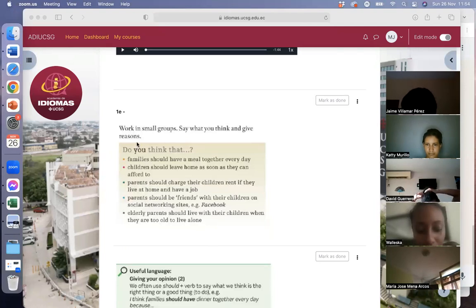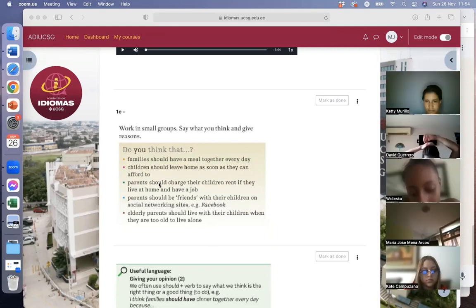Do you think that families should have a meal together every day? Do you think that children should leave home as soon as they can afford to? Do you think that parents should charge their children rent if they live at home and have a job? Do you think that parents should be friends with their children on social networking sites, for example Facebook? Do you think that children should live with their parents when they are too old to live alone?